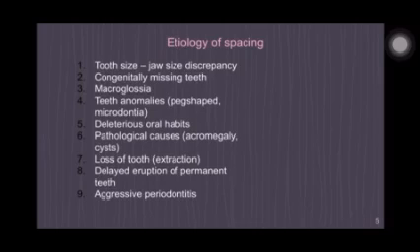And next is aggressive periodontitis. We know this when we take an x-ray of a perio patient, especially when the diagnosis is aggressive periodontitis, there is spacing, because of rapid epithelial attachment and bone loss that results in spacing.